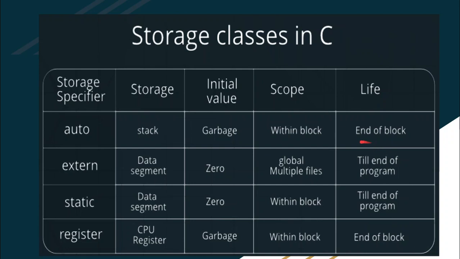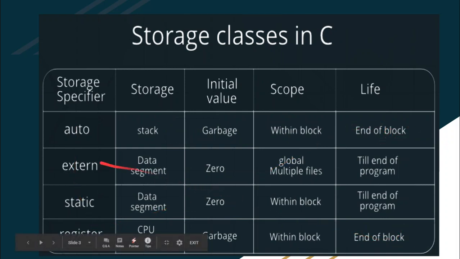So when you are using auto or register as the storage class, the lifetime of the data is only within the block, until the end of the block. Whichever block you declare the variable in, whether it is auto or register, that is the lifetime. That means when execution exits the block, the life of the data is gone. If the value does not exist anymore, that is the meaning of the end of the block. So in both cases, auto and register, the life of the data is only till the end of the block.